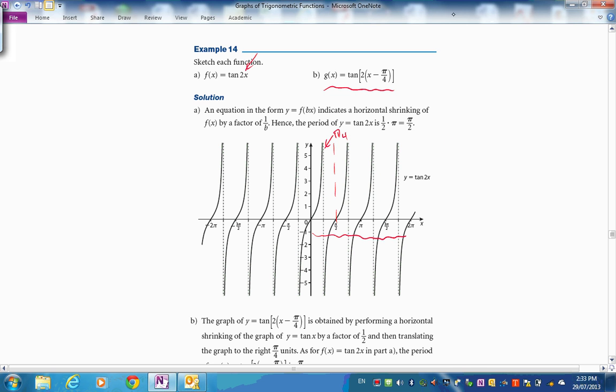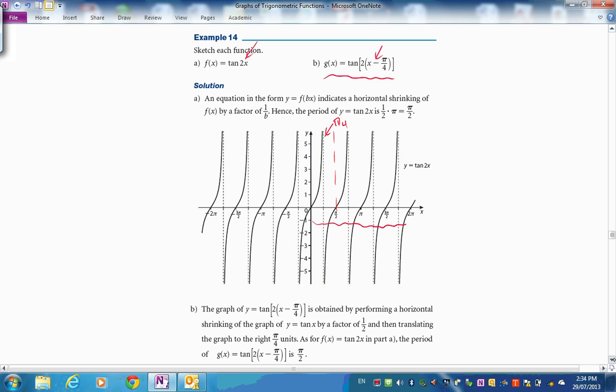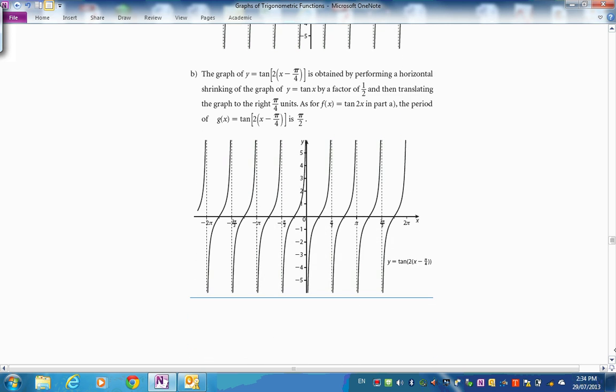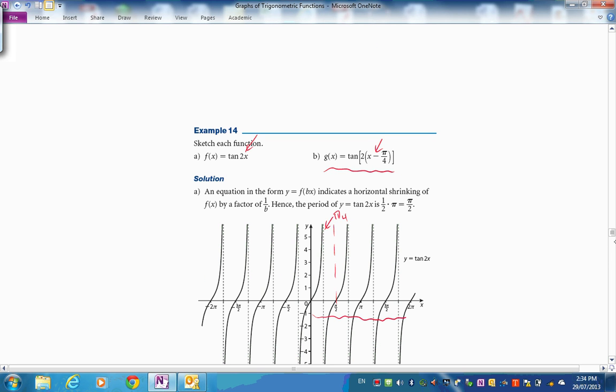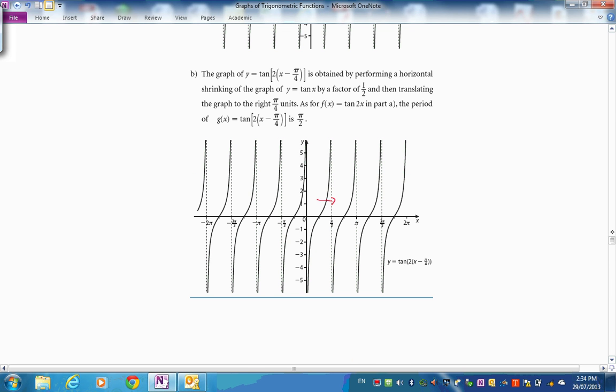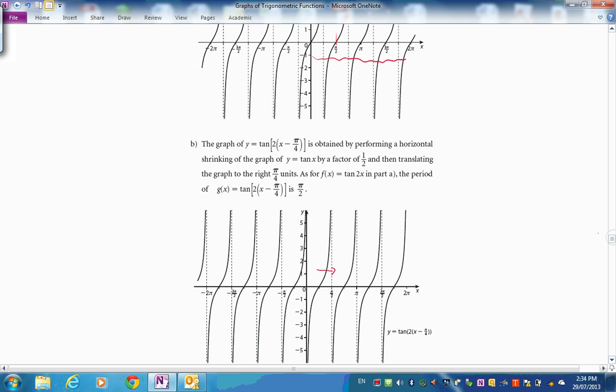Tan of 2 times x take pi on 4. Well, we need to then shift it by pi on 4. And therefore we're doing a horizontal translation in the x direction. And so we're now shifting it across. So if we just compare those two, and I'll just go down more gradually here and see if we can compare those two. So we're shifting things across here by pi on 4.